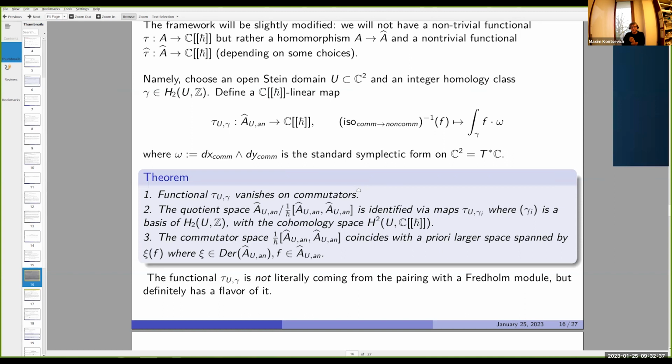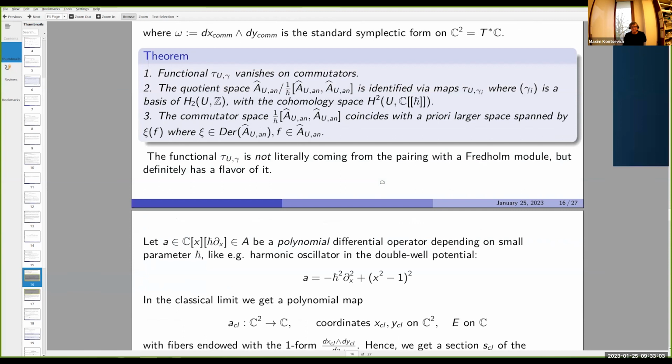So we get this definition of this functional, and it's invariant under infinitesimal automorphisms, derivations. It's not literally coming from pairing with the free volume module, because pairing gives just complex numbers, not series, but it definitely has a flavor of it.